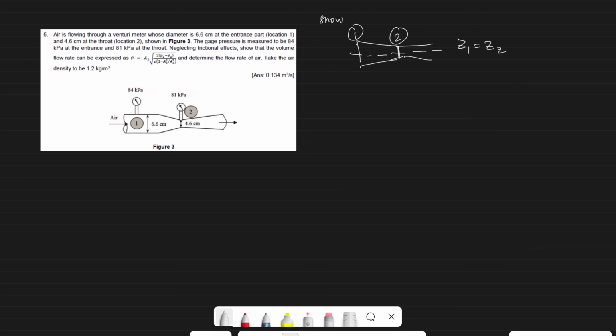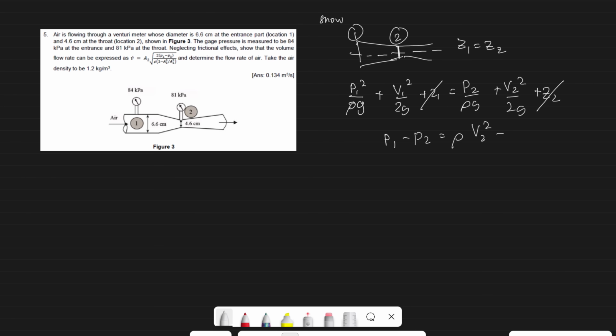Okay, and then apply the Bernoulli equation. P1 over rho g plus V1 square over 2g plus Z1 is equal to P2 over rho g plus V2 square over 2g plus Z2. Okay, and then this one cancels out. And we rearrange and we get P1 minus P2 is equal to rho times V2 square minus V1 square over 2. Okay, so this is equation 1.